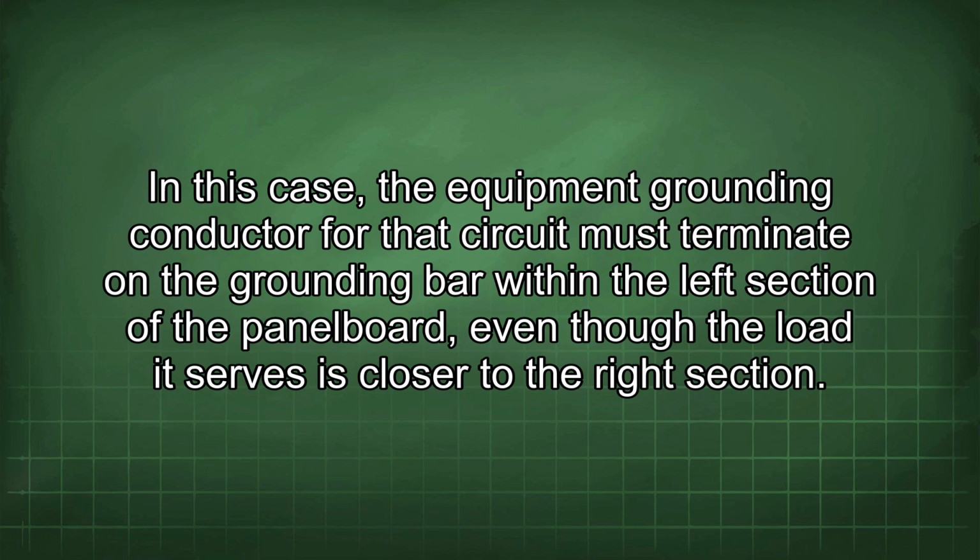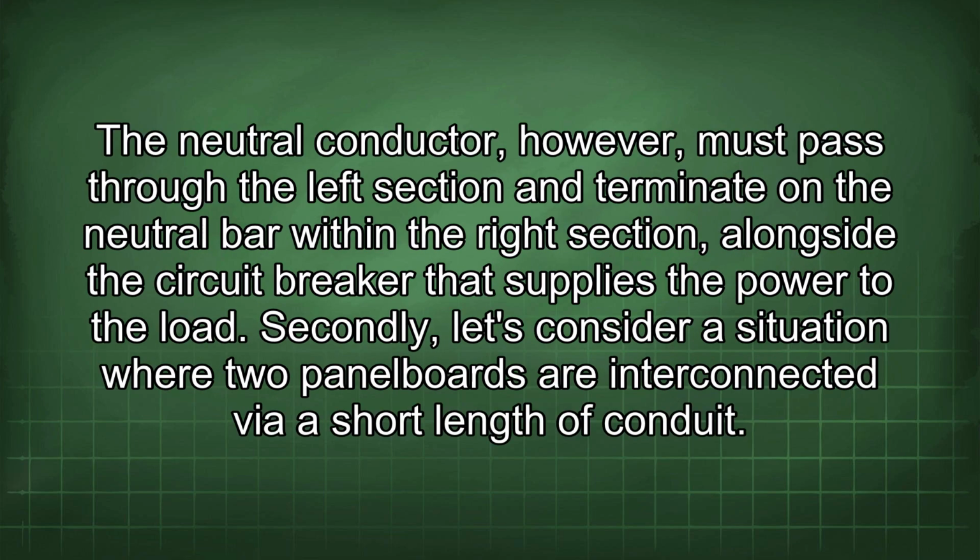In this case, the equipment grounding conductor for that circuit must terminate in the grounding bar within the left section of the panel board, even though the load it serves is closer to the right section. The neutral conductor, however, must pass through the left section and terminate in the neutral bar within the right section alongside the circuit breaker that supplies the power to the load.